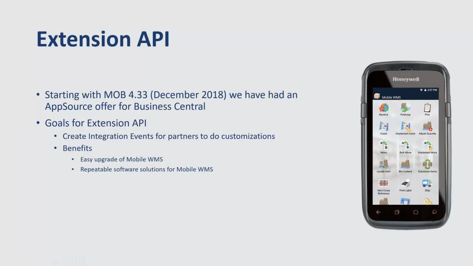Another benefit of creating an extension API is that it allows you to create repeatable software solutions for mobile VMS. For example, create a new module that can be reused and resold again and again. As the code is contained in its own extension, it's much easier to reuse the solution for another customer project. It could also be a layer that changes the behavior of mobile VMS to better fit your preferred way of working with the warehouse module that you always deploy together with our app.